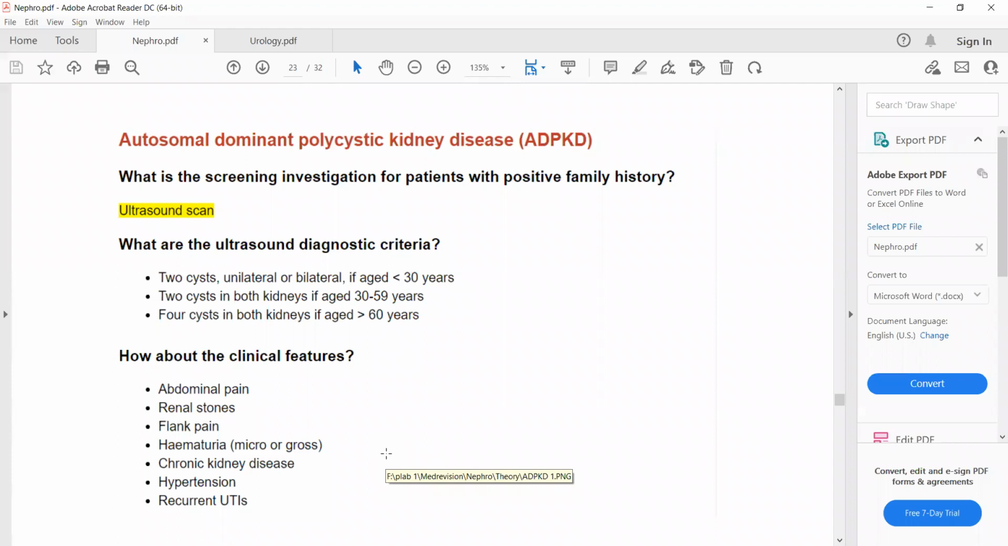So two cysts unilaterally or bilaterally if the patient is less than 30 years of age, and if the patient is between 30 and 59, then two cysts should be present in both kidneys. And if the patient is above 60, then four cysts should be present in both kidneys.